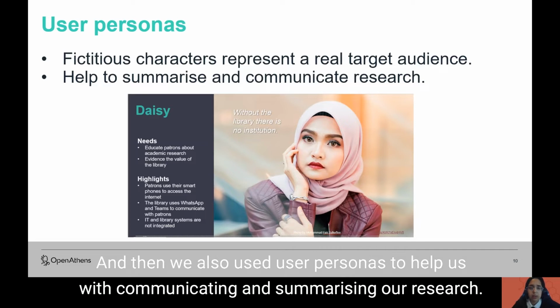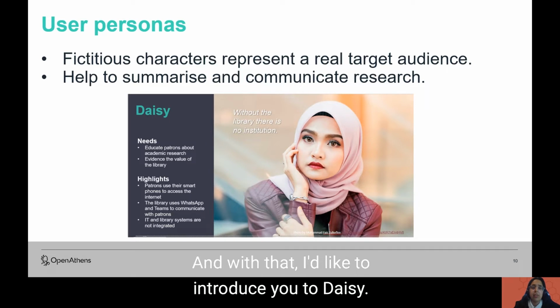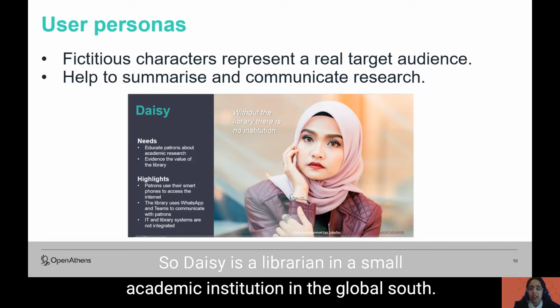And then we also used user personas to help us with communicating and summarizing our research. User personas are essentially fictitious characters that represent a real audience. And with that, I'd like to introduce you to Daisy. Daisy is a librarian in a small academic institution in the Global South.